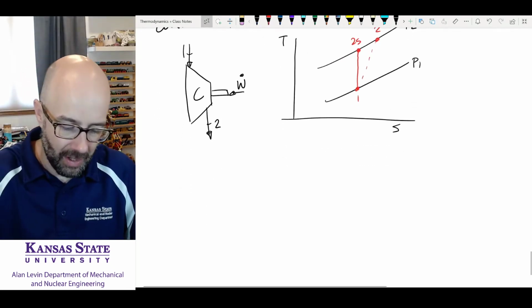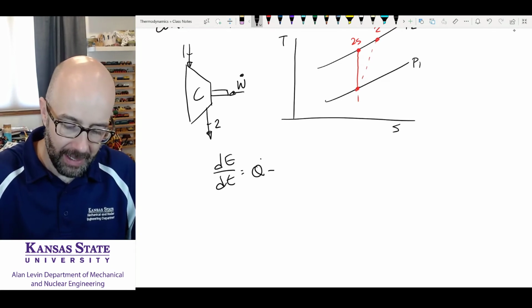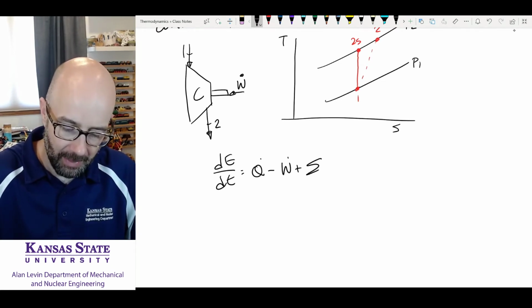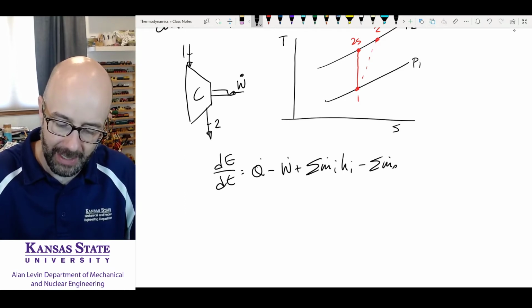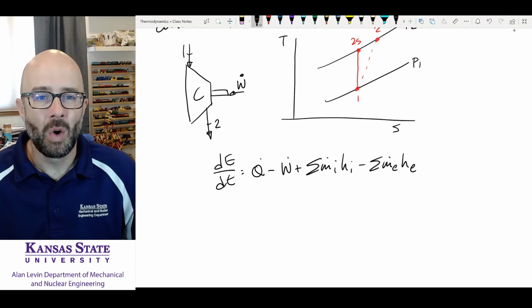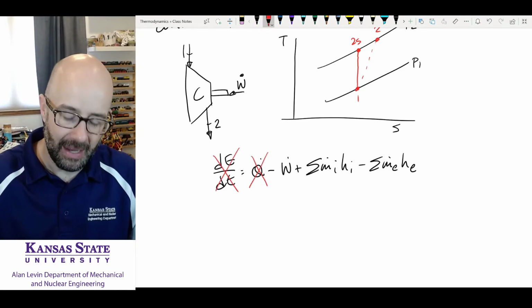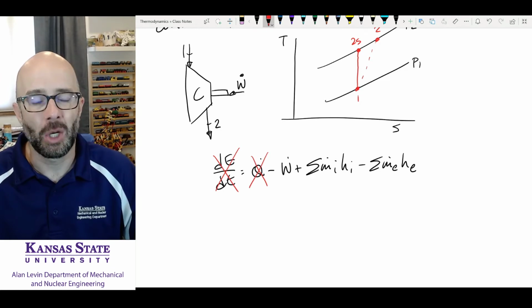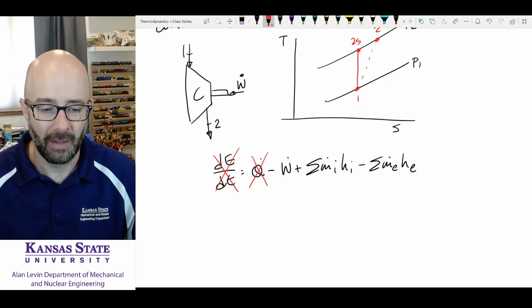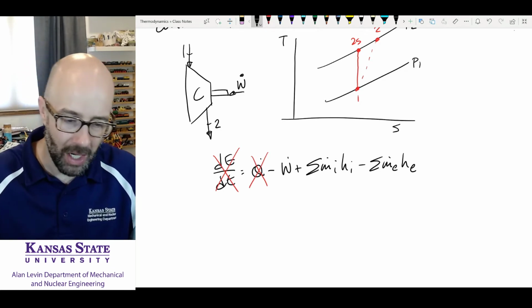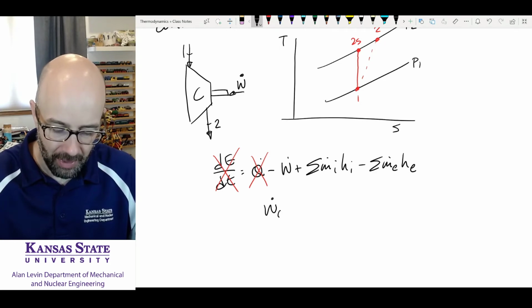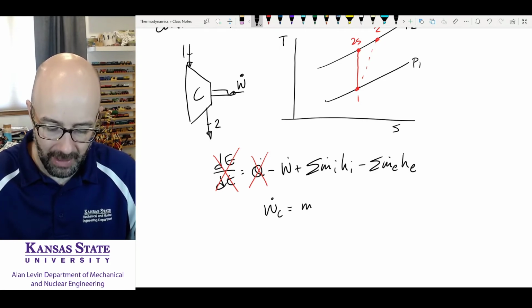So let's look at what this is going to be. This is our first law: dE/dt equals Q dot minus W dot plus the summation of mass flow rate in times enthalpy in, minus the summation of mass flow rate out times enthalpy out. We're making all those same assumptions: steady state, adiabatic, no kinetic or potential energy effects. And we're going to get the same equation here, that W dot of our compressor is equal to m dot times h1 minus h2.